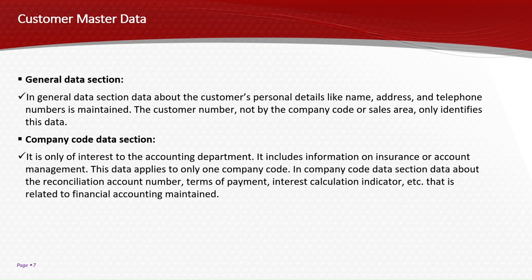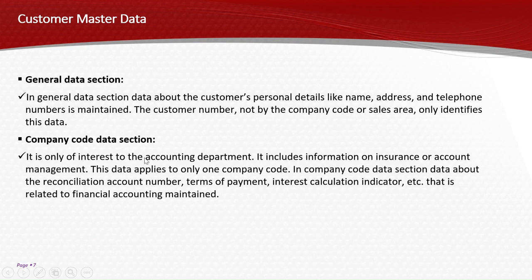Now, the general data section. In the general data section, data about the customer's personal details like name, address, and telephone number is maintained. The customer number, not the company code or sales area, identifies this data. So under general data, we are maintaining all the name and address related information. Next is the company code data section.